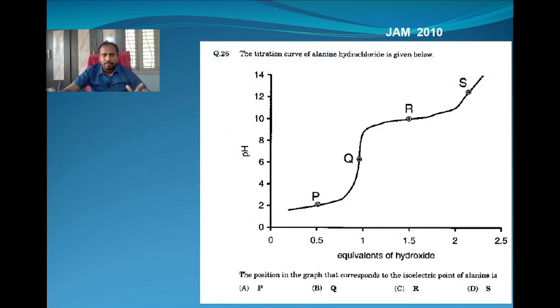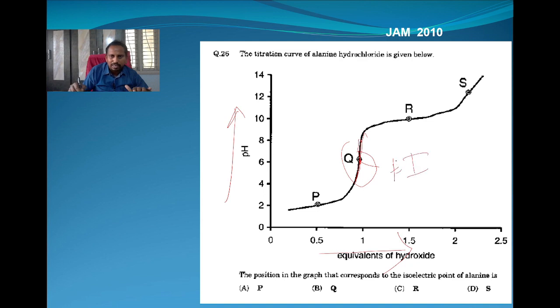Listen, here a titration curve is given. The titration curve of alanine. So this is the pH coordinate axis and this is the equivalent hydroxide axis. So the question: the position in the graph that corresponds to the isoelectric point of alanine is. Listen, if you look at this graph, this is an S graph. So here at the position of Q, this is flat. At this position, the pH is constant. So this Q, we can tell this is the isoelectric point of alanine. So if you answer this question, B is the correct answer. So Q point is nothing but the isoelectric point of alanine.